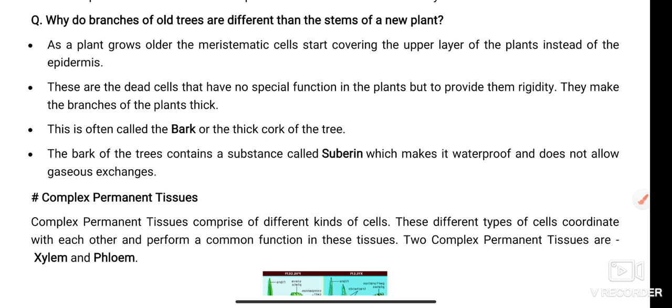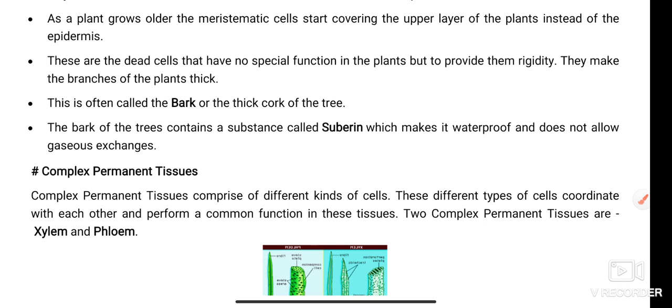Next is why do the branches of old trees differ from the stems of new plants? As a plant grows older, the meristematic cells start covering the upper layer of the plant instead of the epidermis. When the meristematic tissue grows up, it is converted into permanent tissue. These are dead cells that have no special function in the plant but provide rigidity, that means strength. They make the branches of the plant thick. This is often called bark or thick cork of the tree.